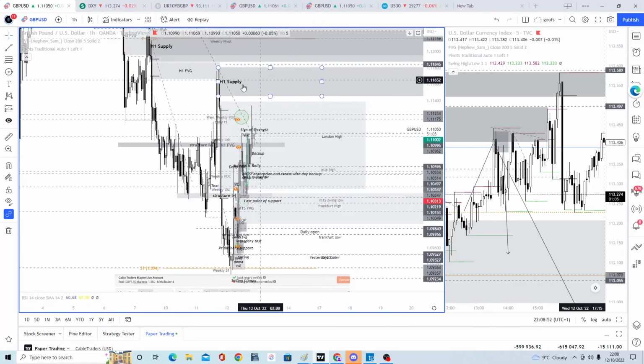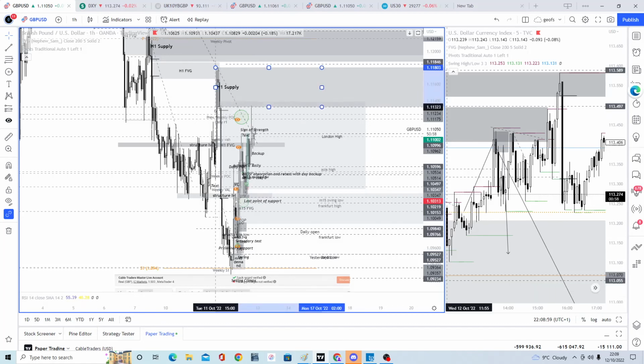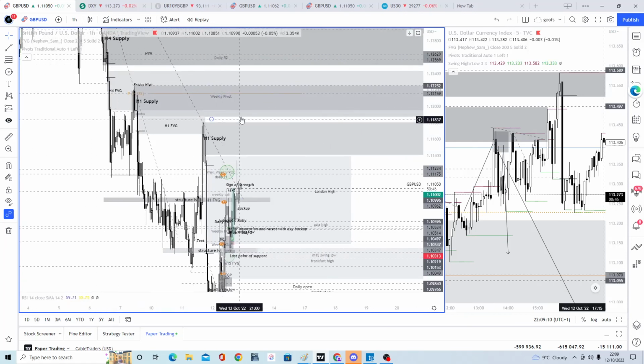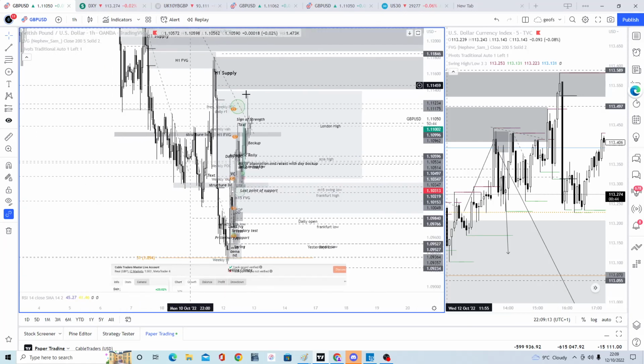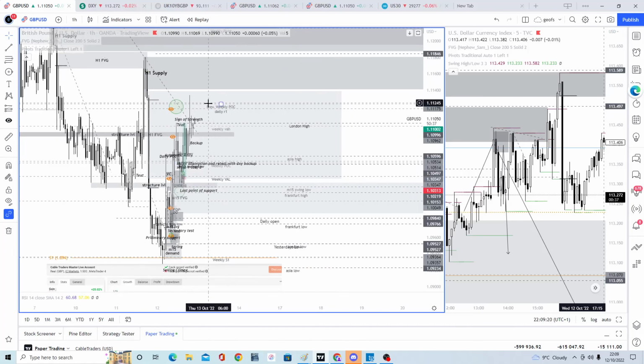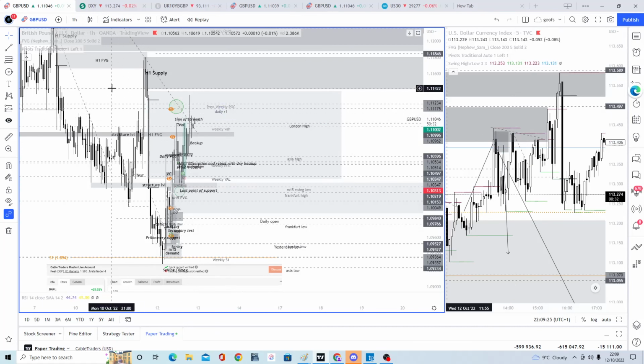We have H1 supply up here, which we just missed, but it depends. If you draw supply covering the wick, then it would have kissed it. But I drew supply a bit tighter, and we have a lot of supply and FVGs up here. So we'll see. I have a feeling it may range a little bit. And you know what? I'm not going to say anything because I've not done any analysis on it. So I'm going to do that now.